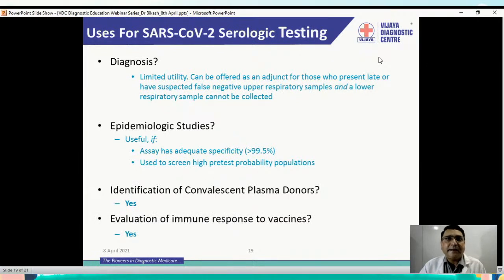And lastly, can it evaluate the immune response to vaccines? Yes, it can, because as I mentioned earlier, most of these vaccines are targeted against the S1 spike protein to induce antibodies against it. So definitely it can be used to evaluate the immune response to vaccines too.